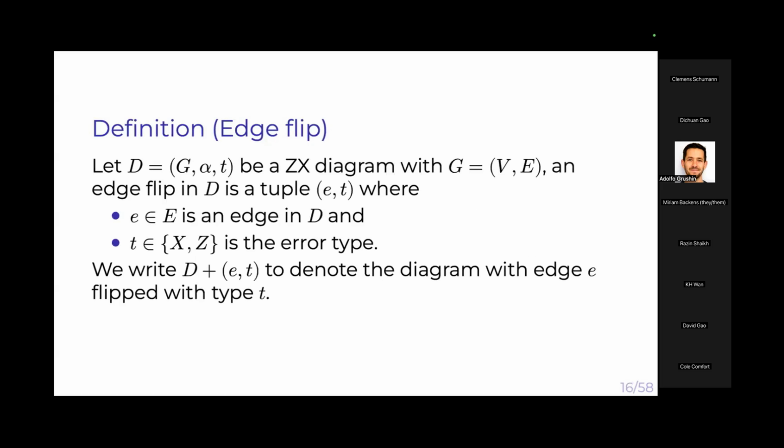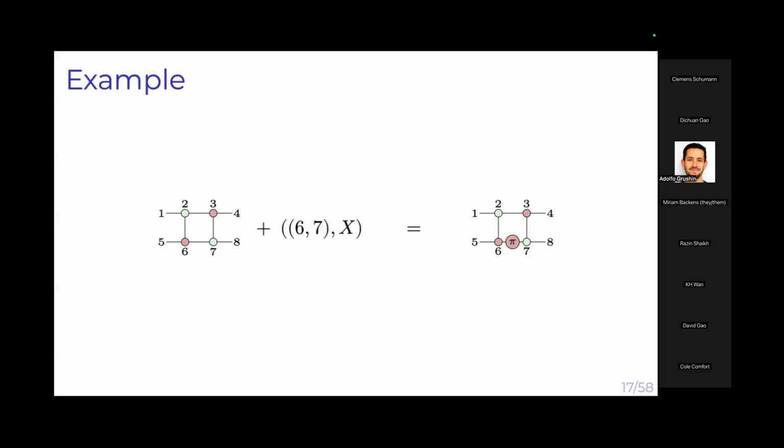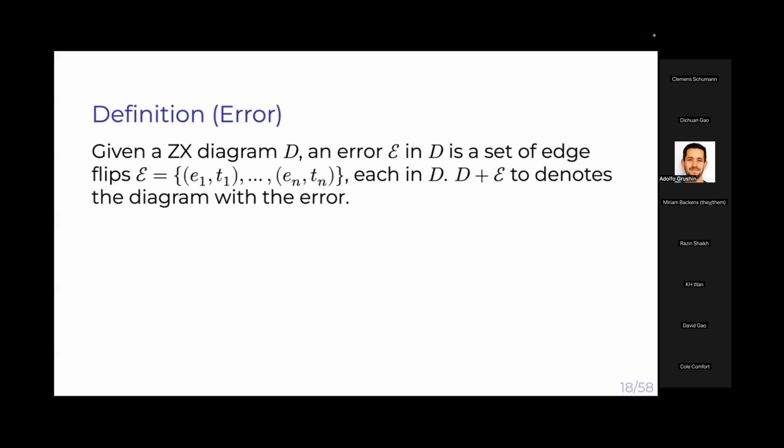Some of you might have noticed that the type doesn't include Y. The reason for that is because these are the most atomic errors you can have. A Y error is going to be the combination of an X and a Z error on the same edge.